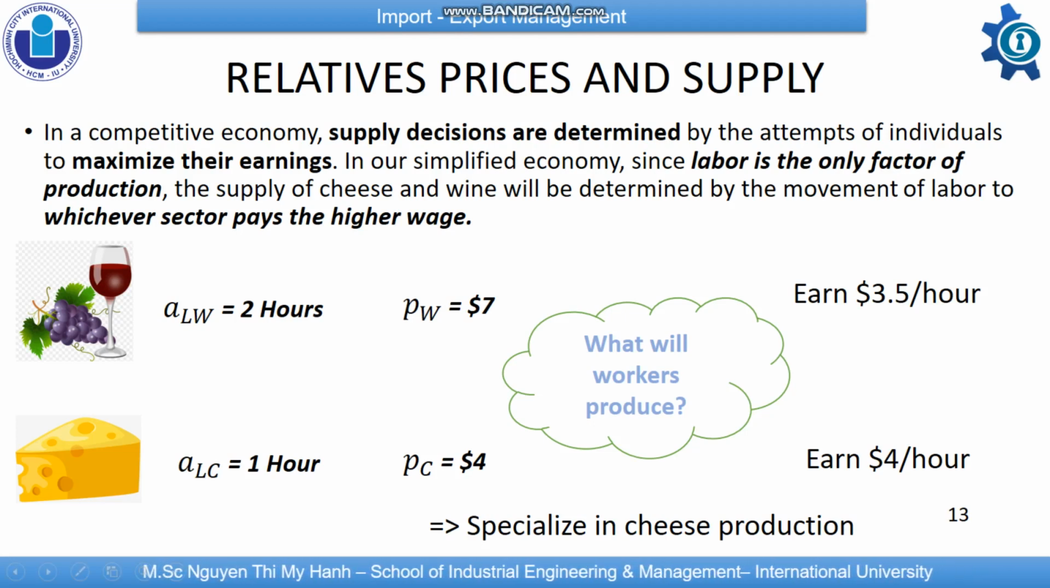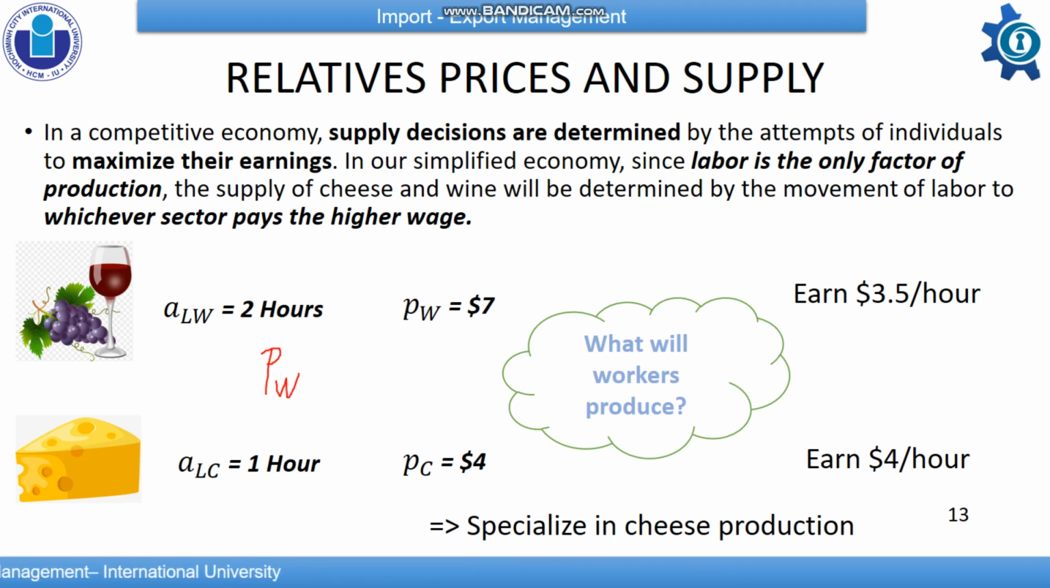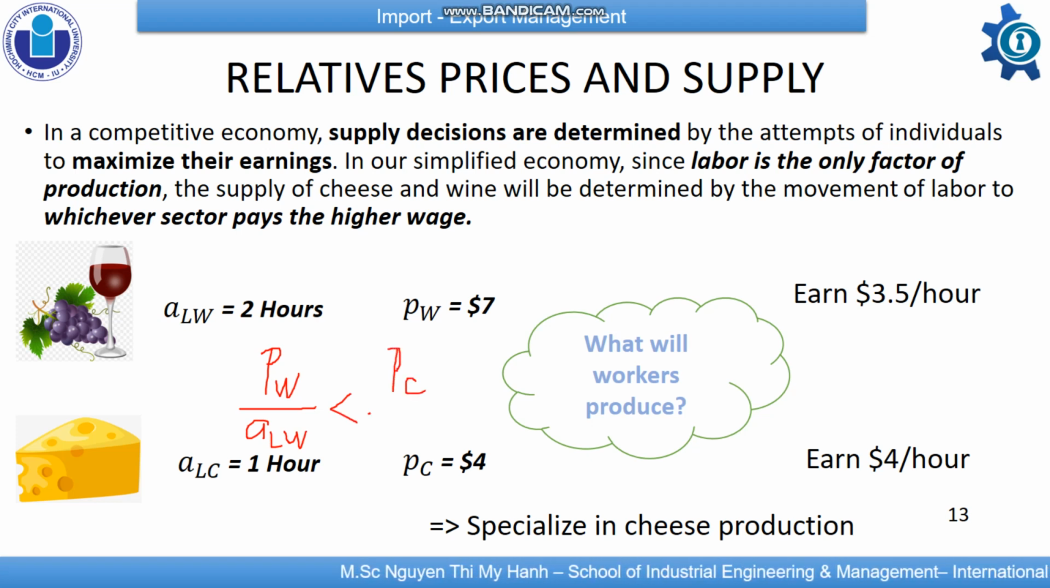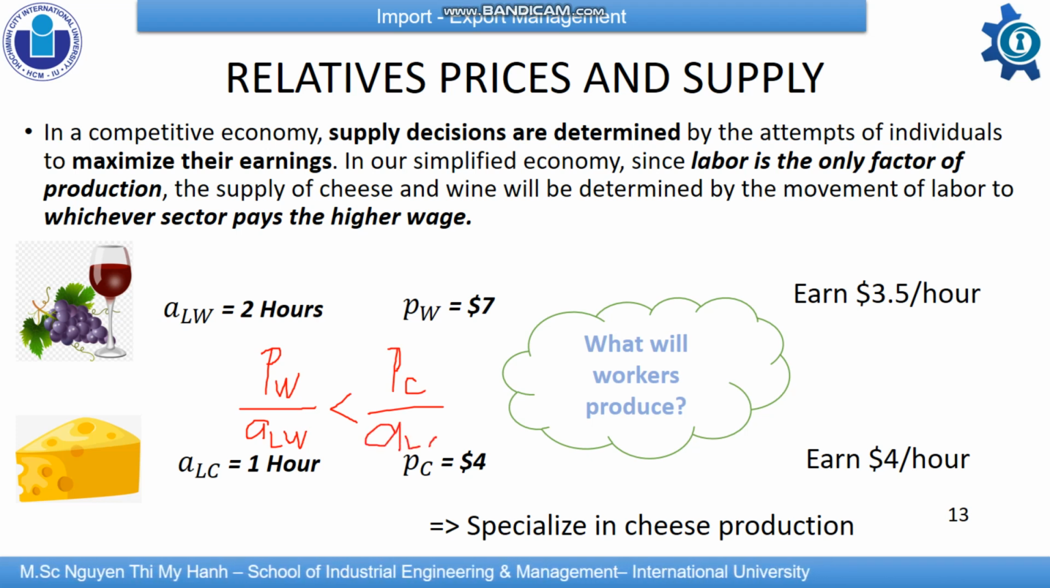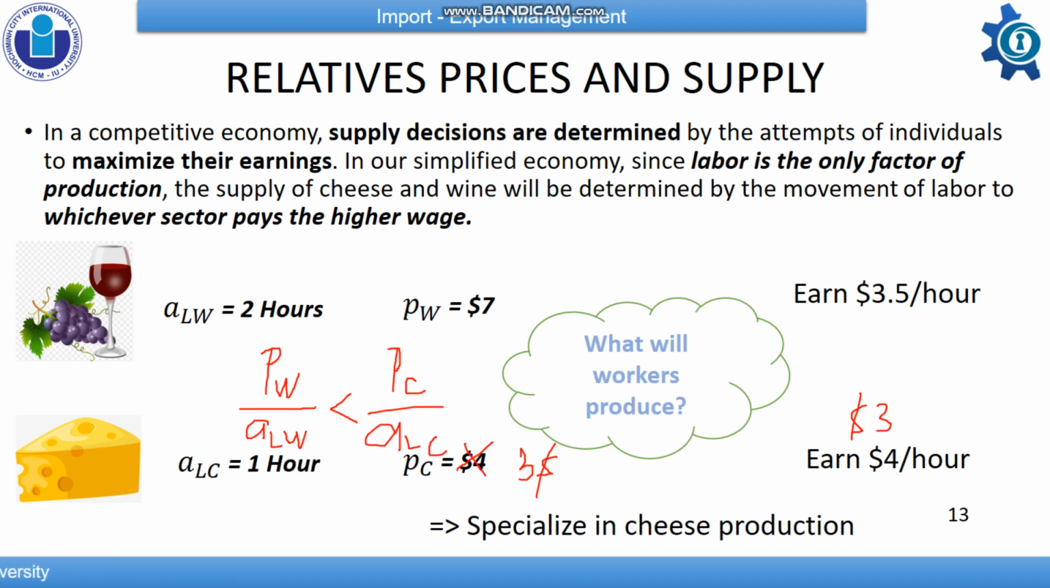So we can see that if the ratio PW divided by ALW is less than PC divided by ALC, we will specialize in cheese, right? What if the price of cheese is not $4 anymore, but is $3? Then we earn only $3 per hour, so they will specialize in Y production.